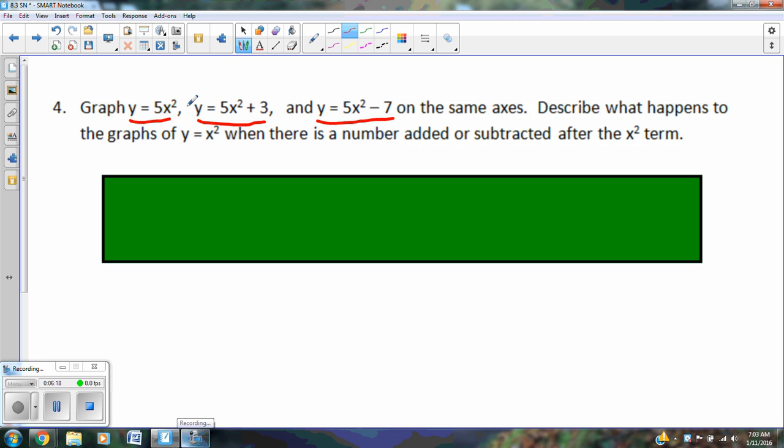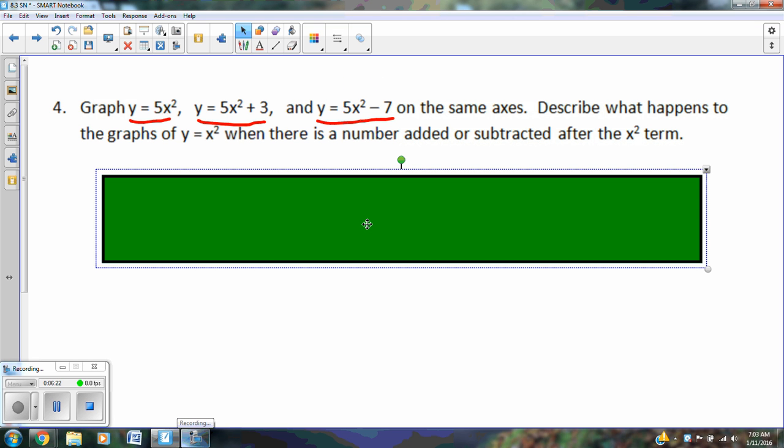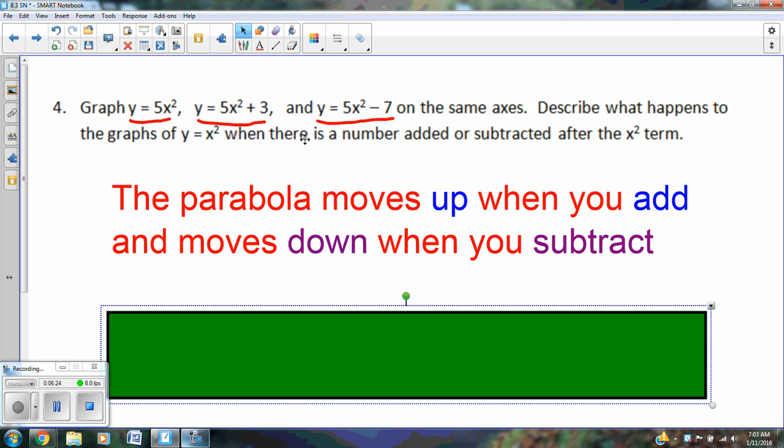So what happens when we add or subtract something at the back? Well, the parabola moves up when you add something, and it moves down when you subtract something. When I say the parabola, I mean the vertex. The vertex of that parabola is going to move upwards by 3. The vertex of the parabola is going to move downwards by 7.